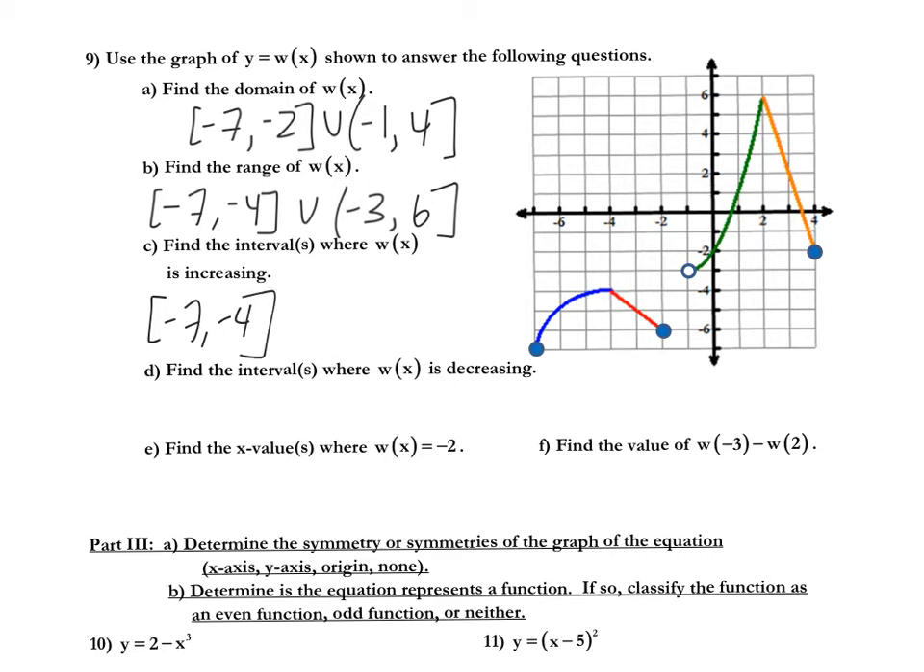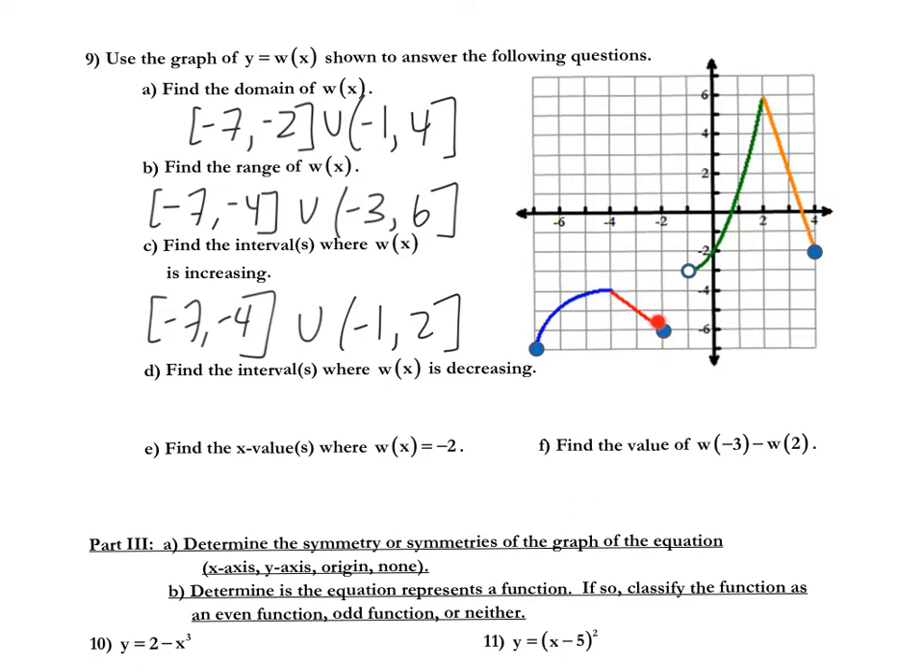Whoops, that should be a bracket. And the other section of my increasing part is -1 up until 2. Again, give me the x values. This x value is -1 and this x value is 2. And there's a closed circle here, but an open circle on -1. So I'm going to do a parenthesis on -1 and a bracket on the 2.